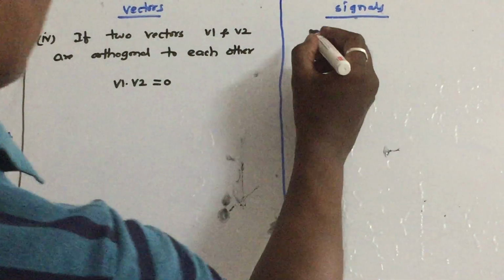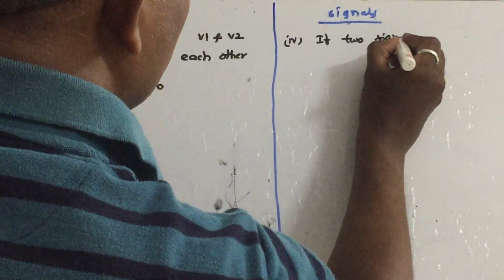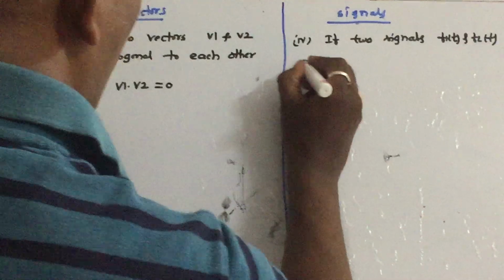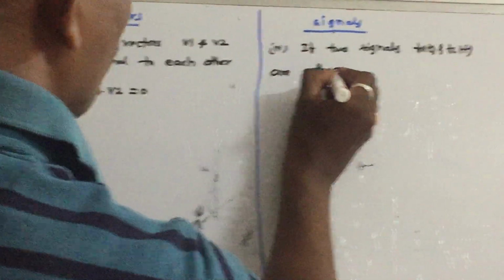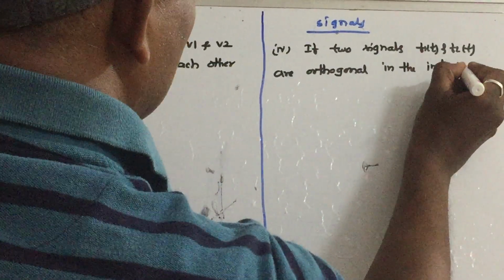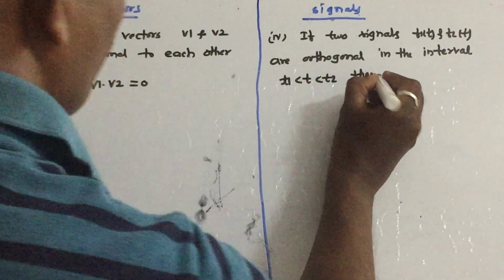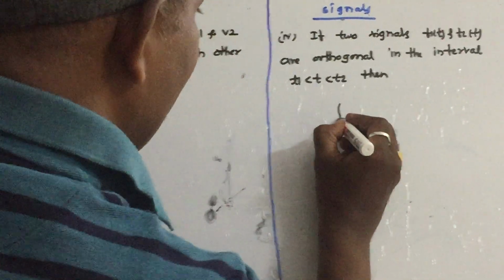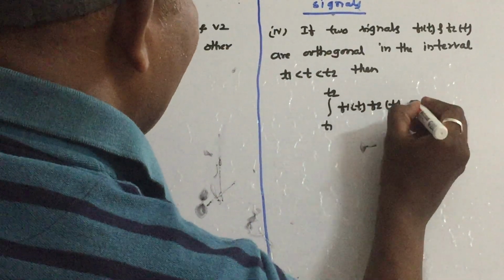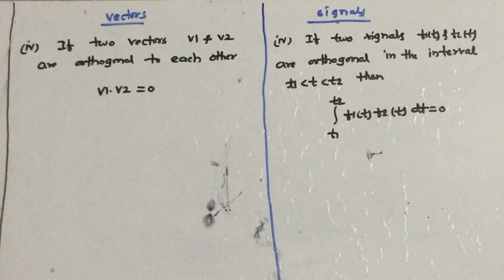So let us write the same thing for signals. If two signals f1 of t and f2 of t are orthogonal in the interval, what is our interval? In the interval t1 less than t less than t2, then what is the condition? Similar to vectors, integral t1 to t2 f1 of t into f2 of t dt is equal to 0. So if you remember this formula, you can easily write this formula.